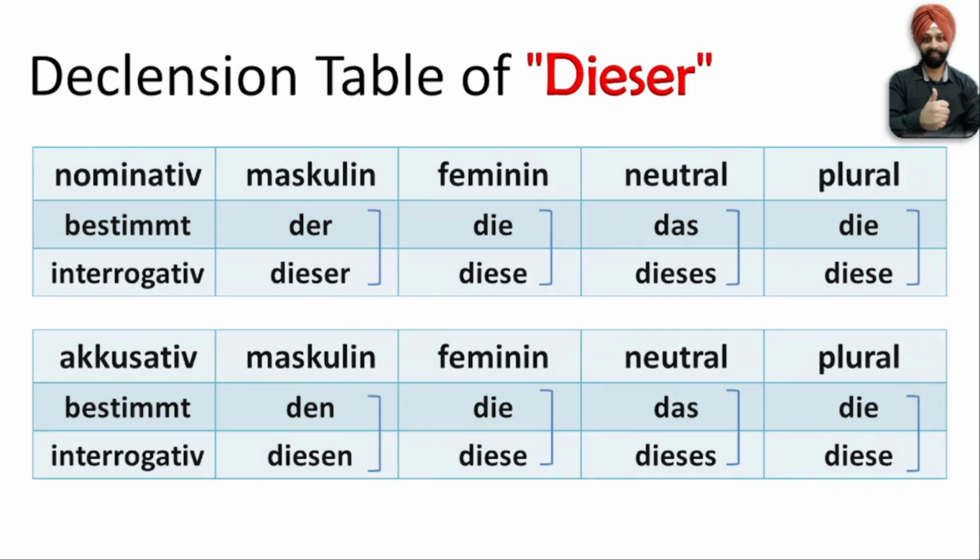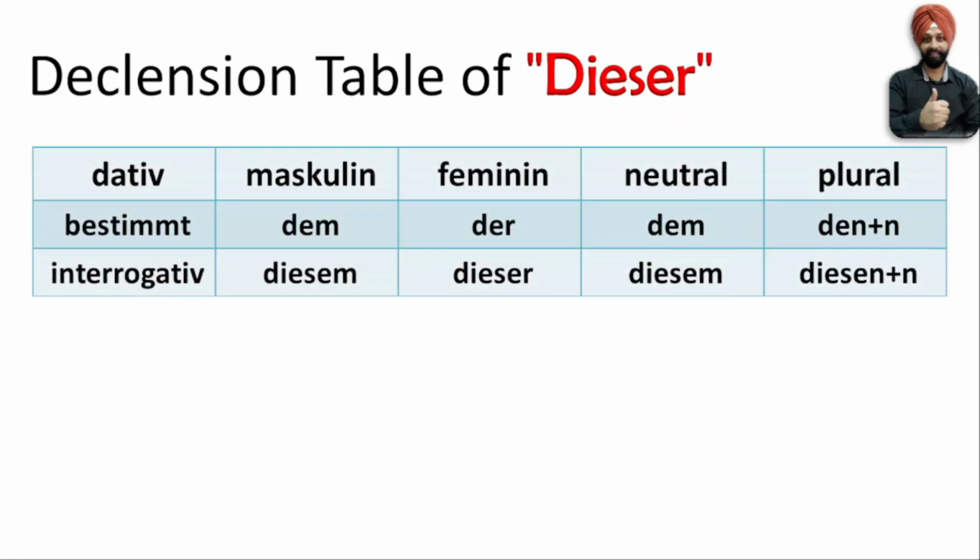Now we go to the next slide and compare it to the third grammar case, which is dative. So dem changes to diesem, der changes to dieser, dem changes to diesem, and den plus n in plural case changes to diesen plus n. So this n is the same thing which I explained earlier. In the plural case you have to put an extra n after the noun.